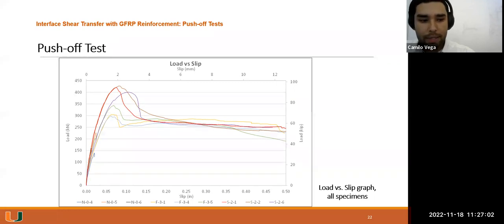This characteristic can be observed, for example, in the specimen F35, which is this curve, the green line. In this part, when the test reached a load of around 200 kilonewtons, we have a flattening, a slope of almost zero of the load-slip curve, but then it continues to increase to a peak of around 80 kips, or 350 kilonewtons.